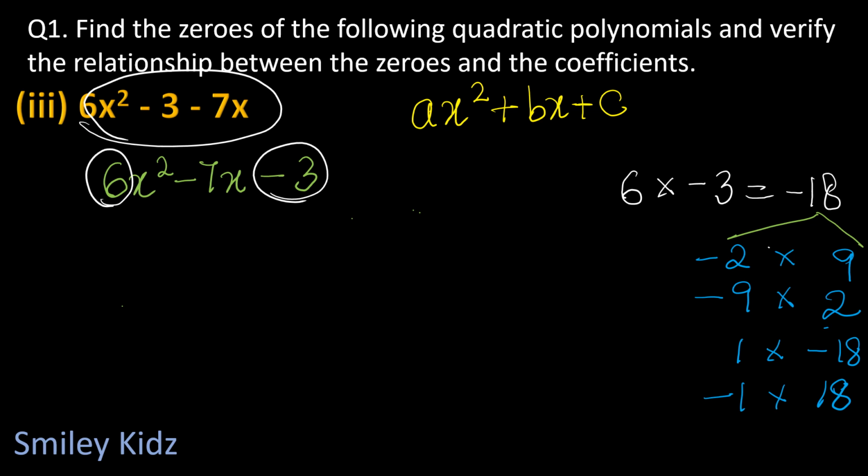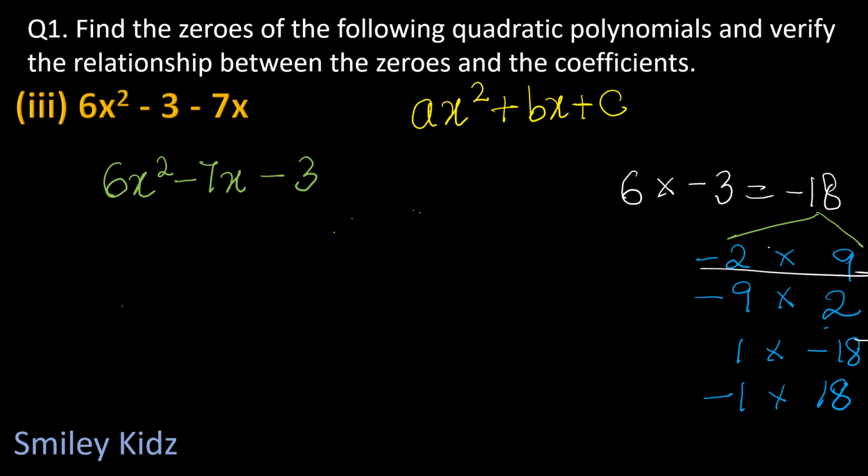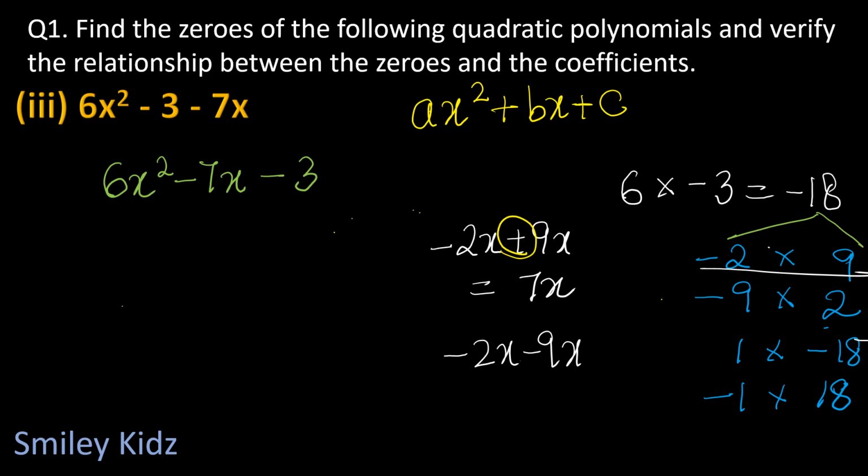Now let's see one by one which is going to satisfy our splitting the middle term procedure. So first we have minus 2 times 9. So minus 2x plus 9x will give you what? We are going to get 7x, isn't it? But if we do it like minus 2x minus 9x, in the first case we have added it, and now we are subtracting it, right? So we get minus 11x, which is not actually what we want, right? We want minus 7x. So the first one is not verifying our splitting the middle term procedure.